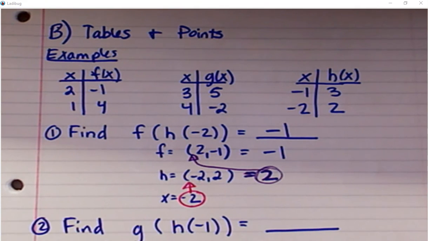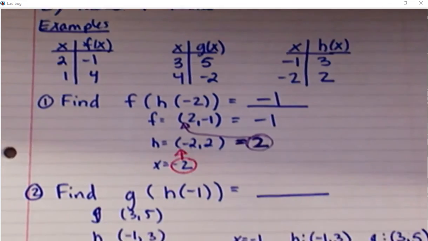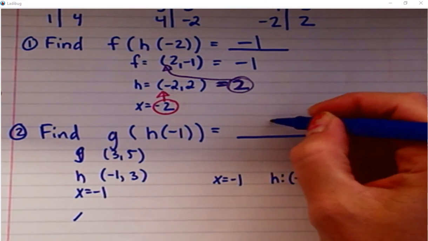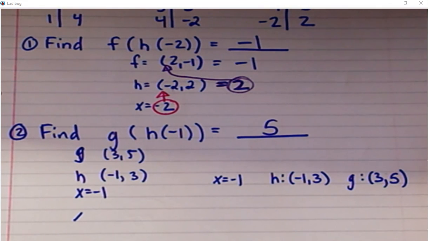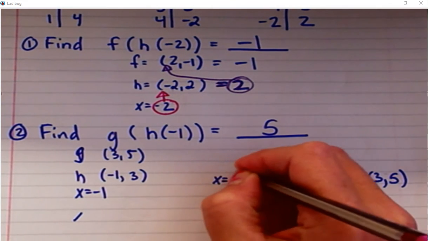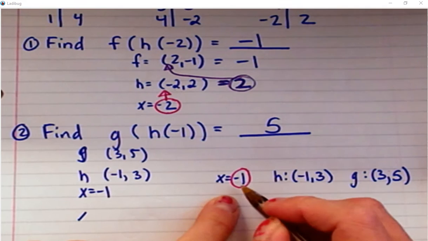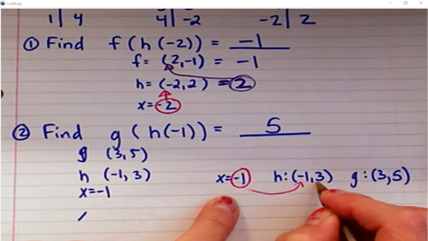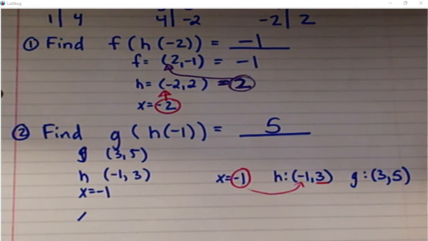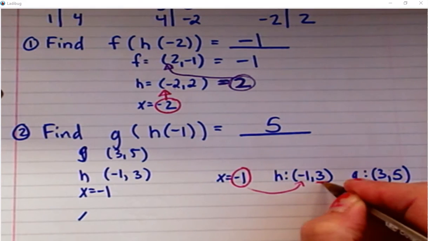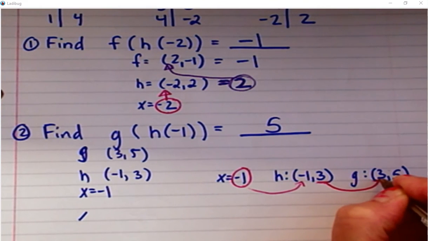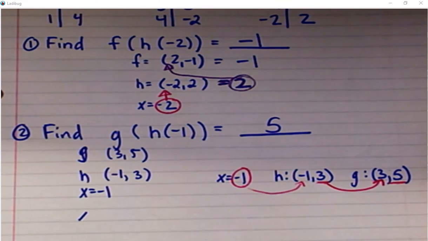Okay, we have 5 minutes to lunch, and the answer is 5. Yes, okay. So I sort of did it 2 ways. This goes to here, goes to the output, then that becomes the input, and the answer is 5.